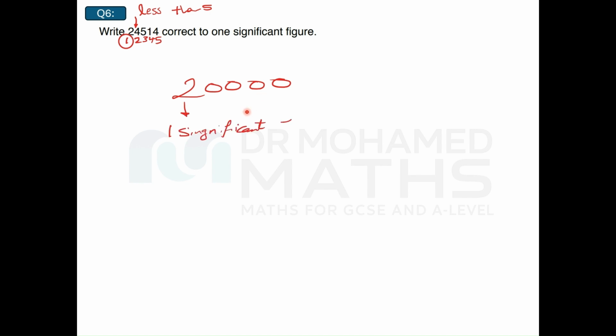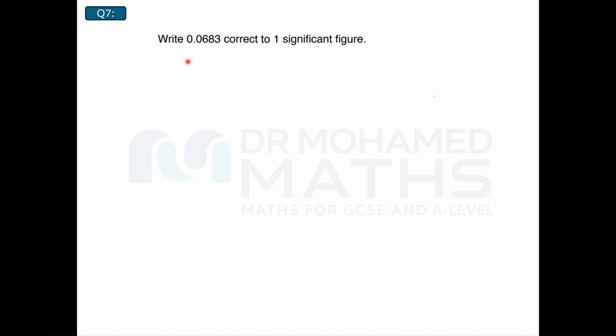Next question here is to write this number correct to one significant figure. So here is a little bit tricky. What is the first significant figure? Zeros don't count as a significant figure if they are at the start or at the end. If it's at the beginning, starting with zeros, it's not considered a significant figure. If it's at the end, it is not considered a significant figure. A 0 could be considered a significant figure only if it comes in the middle of the number.